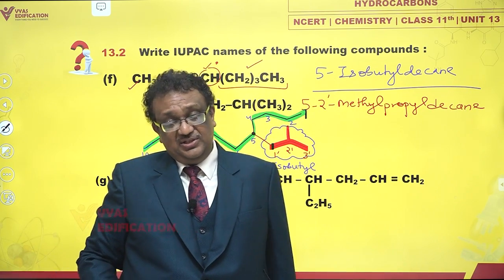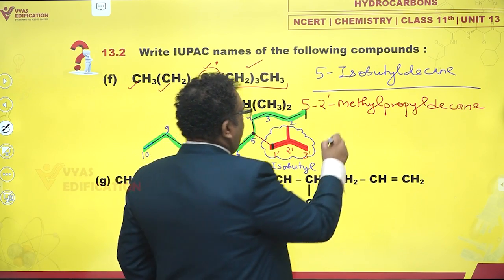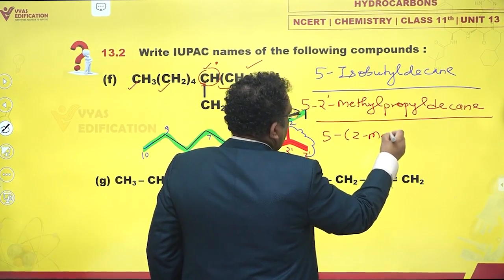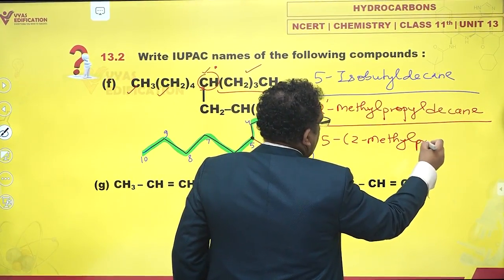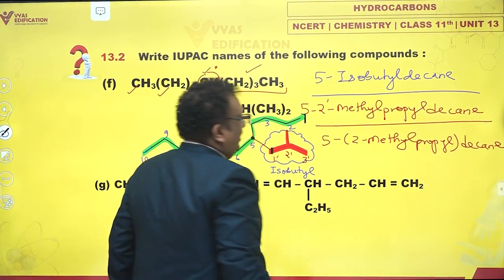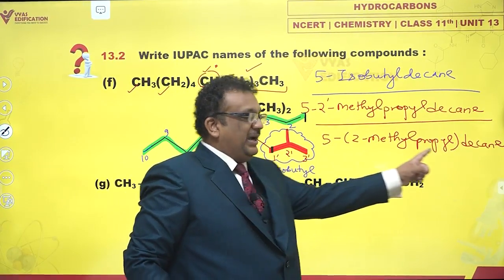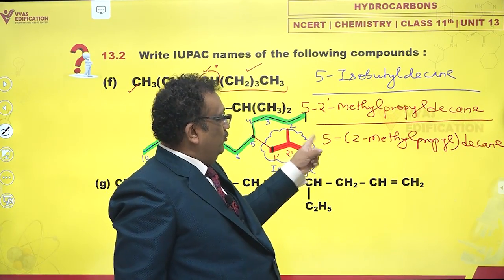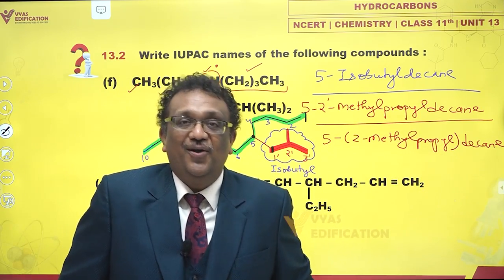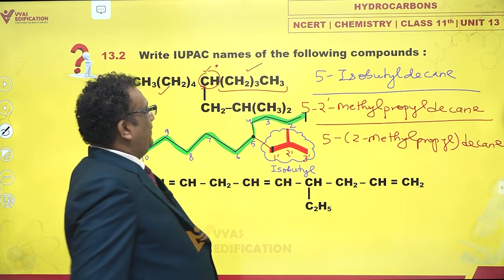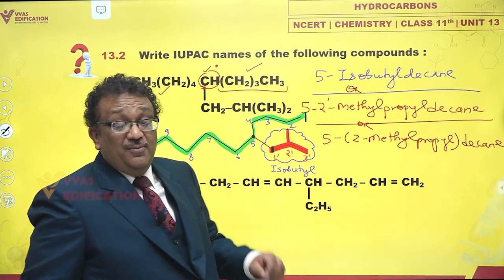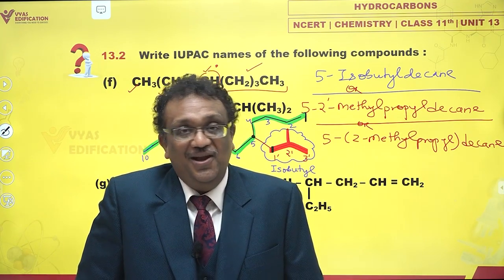I don't like dashes if you say. Then there is a third offering also by IUPAC. They say you can put this in bracket, 5 (2 methyl propyl) decane. If you are enclosing the side chain in a bracket, then you don't have to use dashes. The moment you are numbering within brackets, it means that it is the numbering of side chain. So 1 or 2 or 3, each of them is the correct IUPAC name.